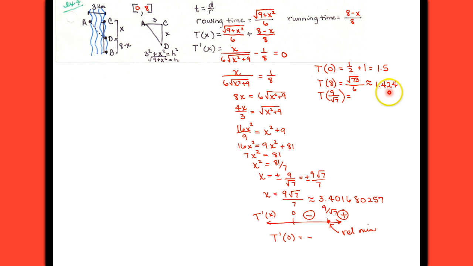So you can see that's actually a little bit shorter, even though he runs faster than he rows, because the shortest distance between 2 points is a straight line. So that's a plausible solution as well.